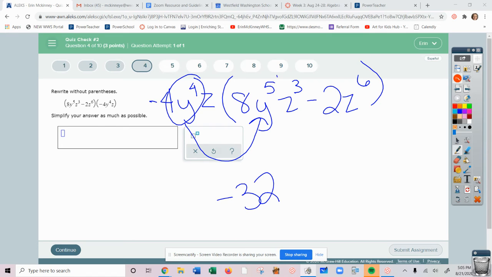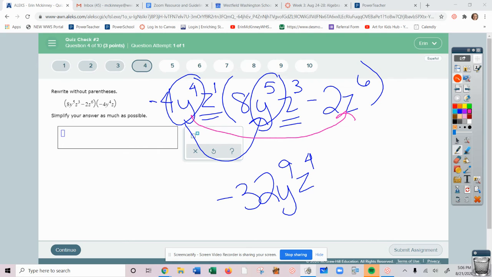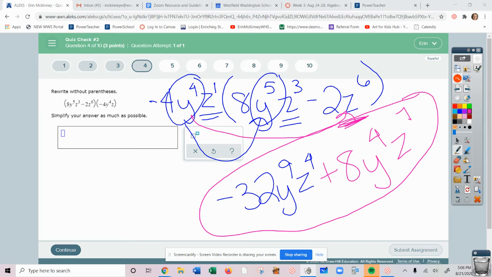The y's can go together. So 4 plus 5 gives us 9. And then the z's can go together. We don't see an exponent there, but there's really a 1. So 1 plus 3 gives us a z to the 4th. And then we're going to distribute to the second piece. So a negative 4 times a negative 2 will give us a positive 8. The y doesn't have anything with it over here, but it still comes along. So we still have a y to the 4th. And then a z to the 1st times a z to the 6th will give us a z to the 7th. That's our answer for this one.